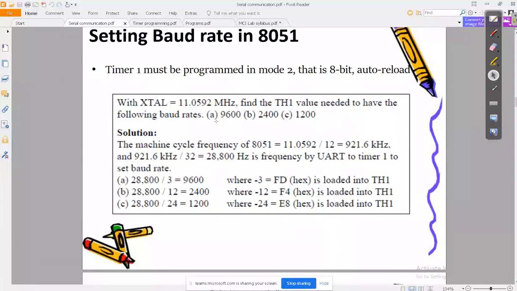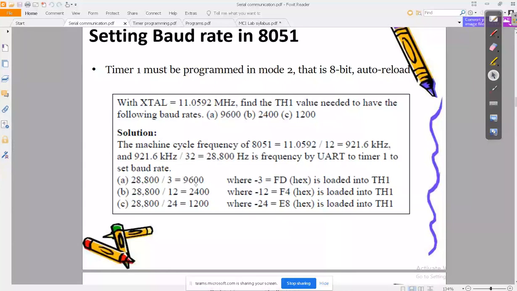Okay, here you just observe. Up to now, we got 28,800 frequency, which we previously divided. Suppose I want to get 9,600 baud rate. So if I want to use 9,600 baud rate, how many times do I have to divide our UART frequency? 3 times we have to divide. Then only we will get 9,600. Okay, did you get the point?